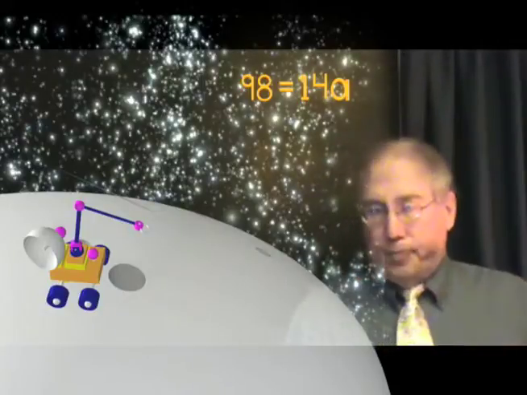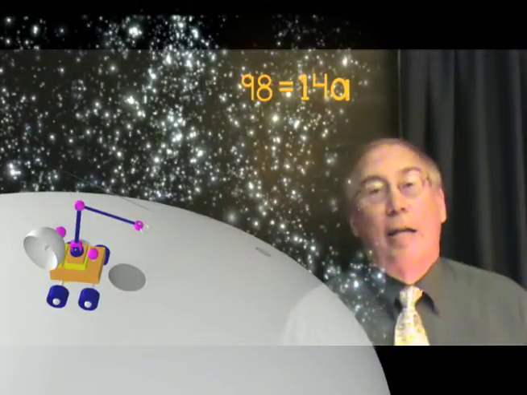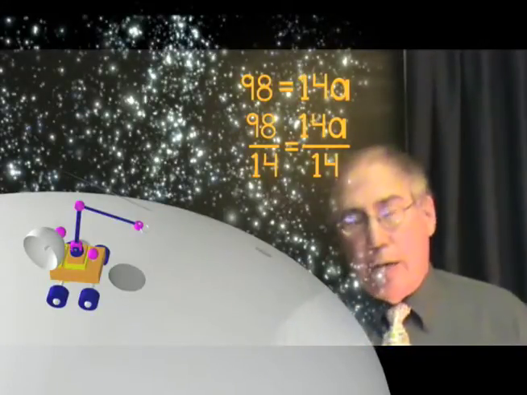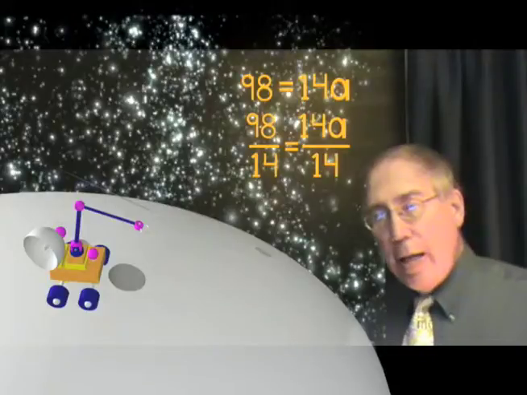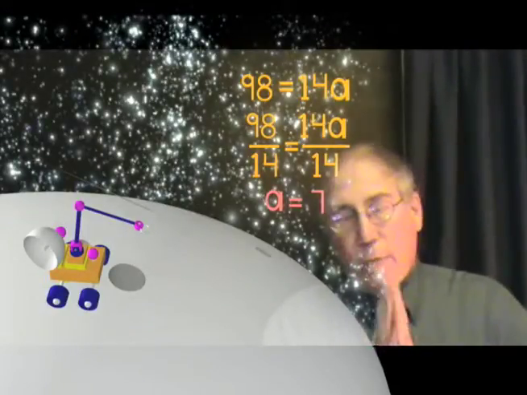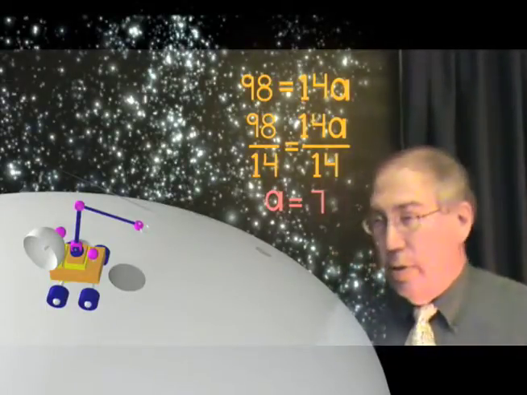All right. Now, here's 98 equals 14a. Let's take the coefficient of a and divide that into both sides. On the right-hand side, you'll just get a, and on the left-hand side, you divide 14 into 98, that's just 7. So, there we are.